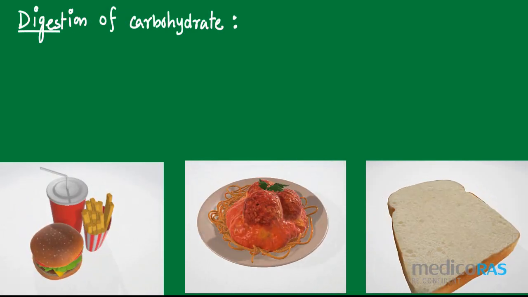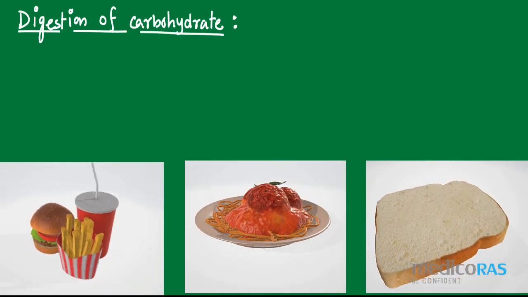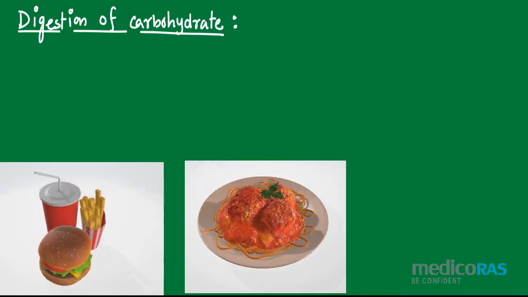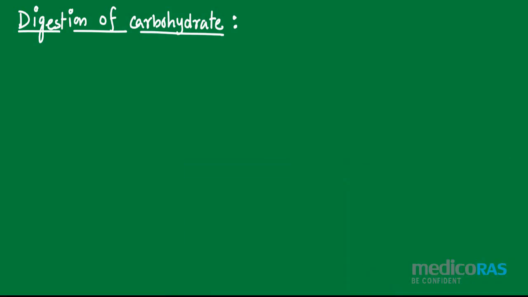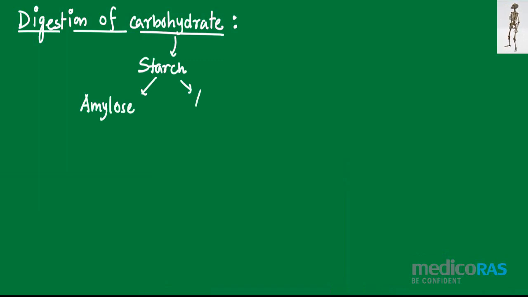Before we move into the digestion of carbohydrate, we should know what type of carbohydrate we actually eat. It is nothing but starch. We should also know what types of starches are available, that means the structure of starch. Starch is in the form of amylose or amylopectin. So these are the two forms of starch.